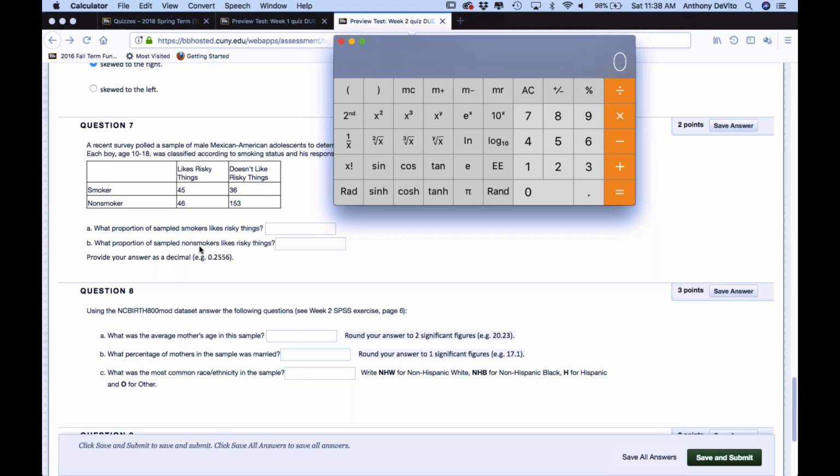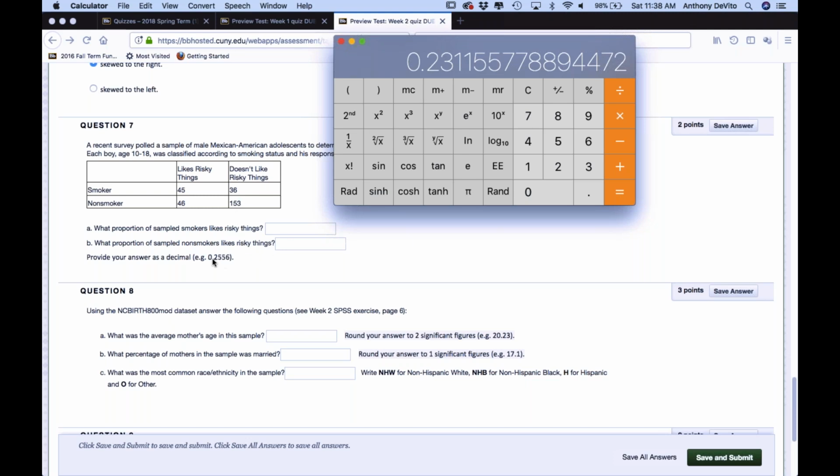What proportion of sampled non-smokers like to do risky things? Well, this time we have a lot more people in the non-smoker group. So we have, let's see, 199 people in the non-smoker group. 46 of them like to do risky things. So 46 divided by 199 is equal to 23% of that group who like to do risky things.